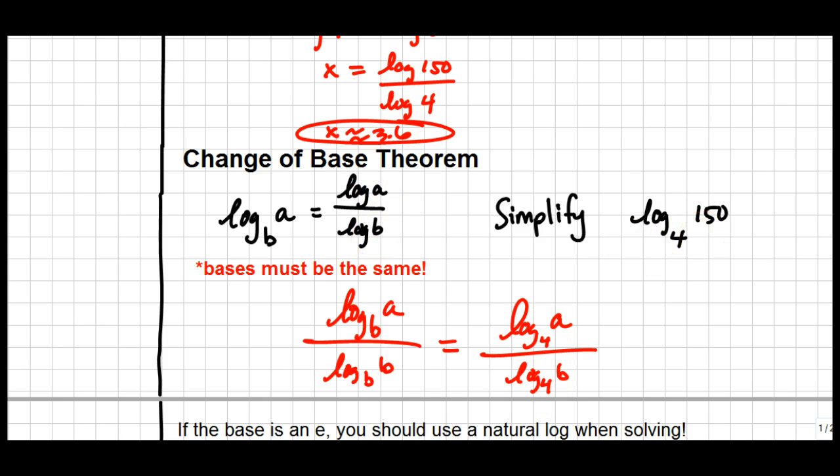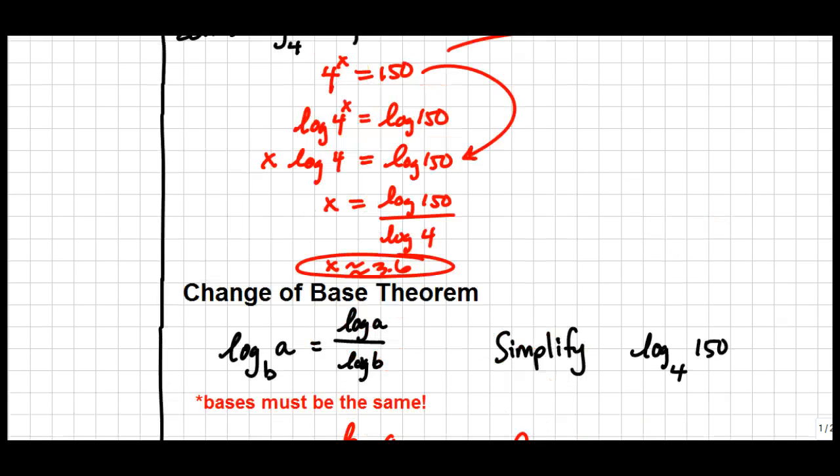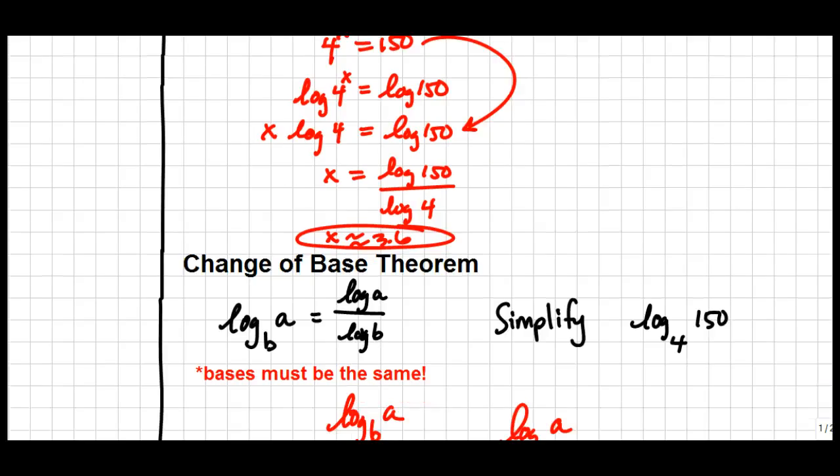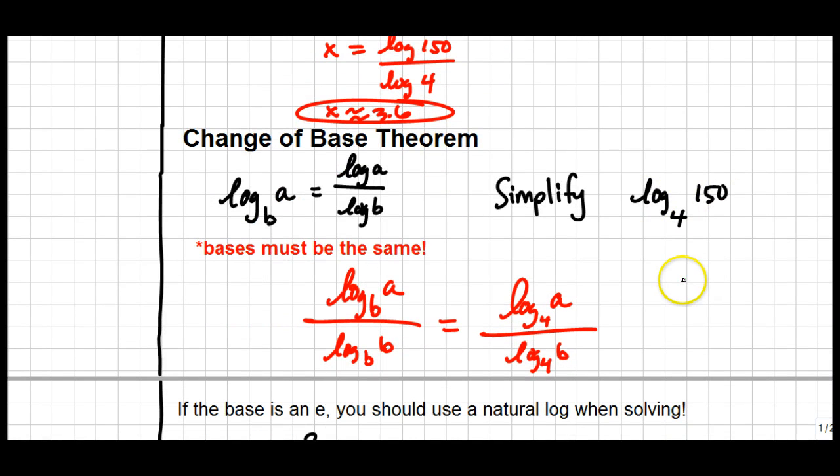So let's just put this into practice now with the one that we just did, log base 4 of 150. That was the problem that we just did. So we did all this work to try to get down to 3.6, but if we use the change of base theorem, we can get there a lot faster.